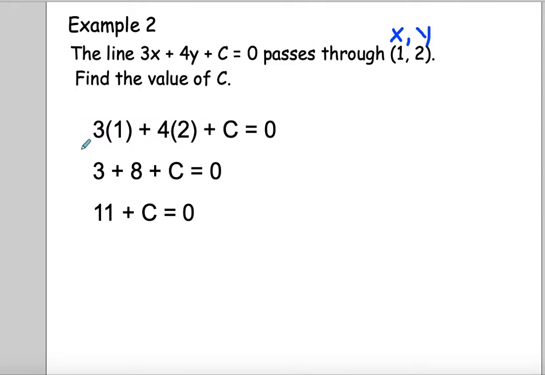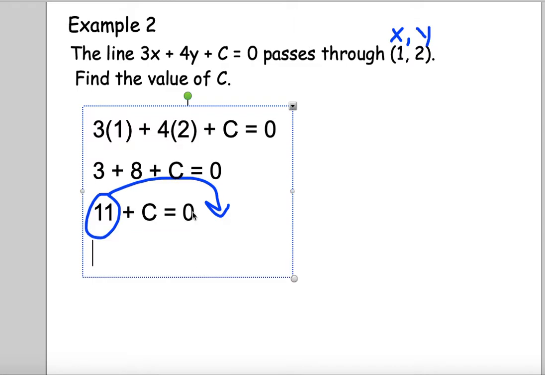11 plus c, because 3 plus 8 is 11, is equal to 0. Then you're going to take this and send it over to isolate for c. You're going to be left with c is equal to -11. So that's one way to solve it. I like this way better.